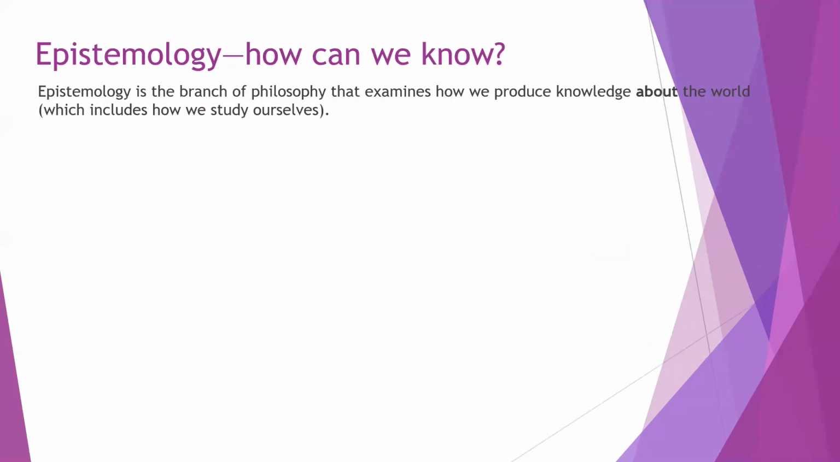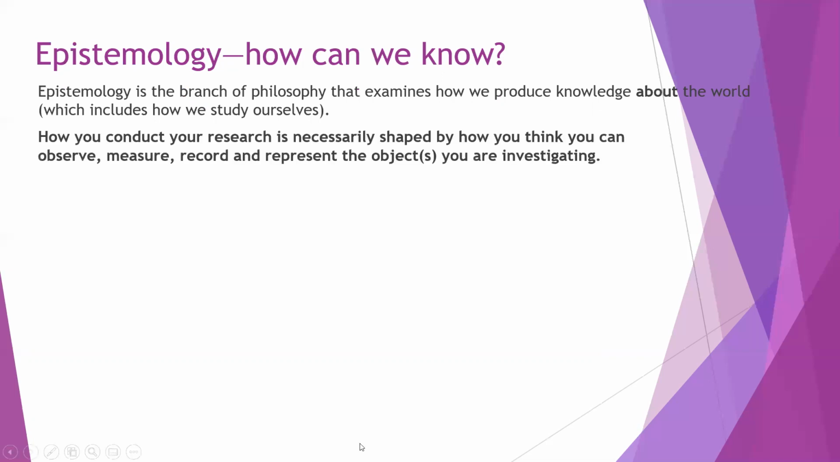Epistemology asks the question, how can we know? It's the branch of philosophy that examines how we produce knowledge about the world, and that includes how we study ourselves, with all the complexity that that comes with. So how you conduct your research will necessarily be shaped by what you think you can observe, measure, record, and represent regarding the objects or issues you are investigating.